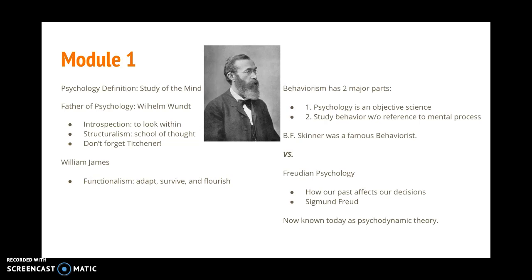Later on in the history of psychology, in the early 20th century, there was behaviorism. Behaviorism had two major parts in it. First, that psychology is an objective science. And second, that psychologists would study behavior without referring to mental processes. What it means by this is that it would study the reactions of a subject, but not take into account things like mental health and such. Many psychologists today agree with the first statement of psychology being an objective science, but not the second statement of not referring to mental processes.